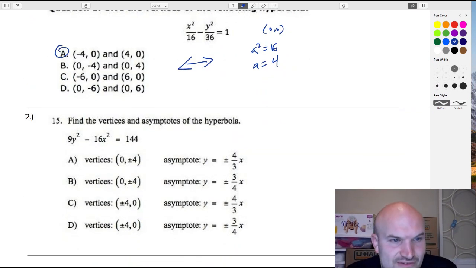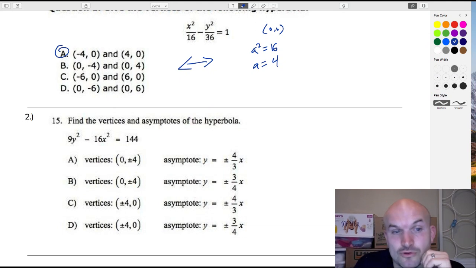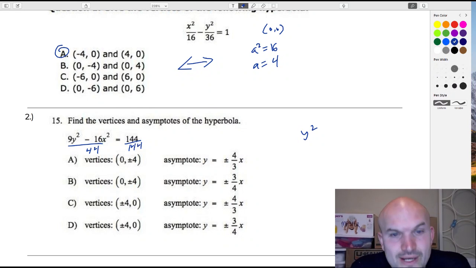The next one says find the vertices and the asymptotes of the hyperbola. Again, what we want to do is set this equal to 1. So we're going to divide everything by 144. 9 times 16 is 144, by the way. So you get y squared over 16 minus x squared over 9 equals 1.